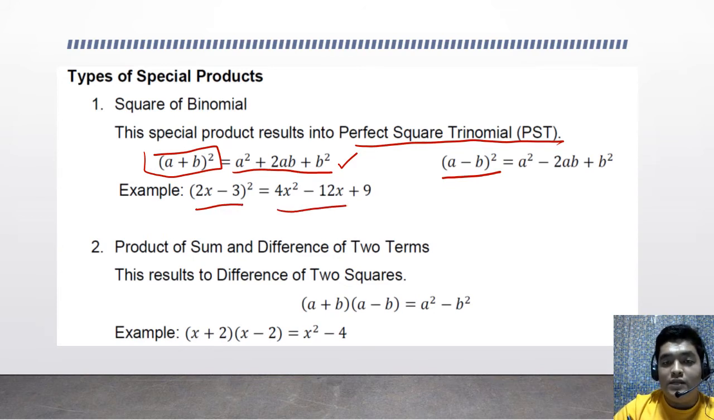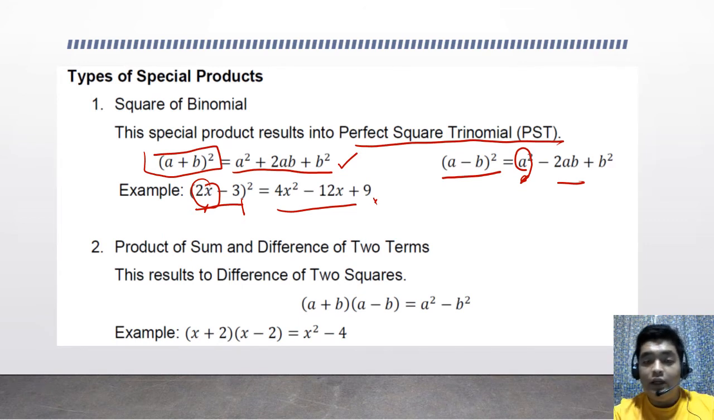The result is 4x squared because the formula is a squared, so this is our a. You have to square the first term, that is 4x squared. Then minus 2ab, then this is our a, this is our b, then you have to multiply it by 2, and then our last term is 9. Okay, we will not deal so much with that, no? We already discussed that. I hope you have mastered the special products.